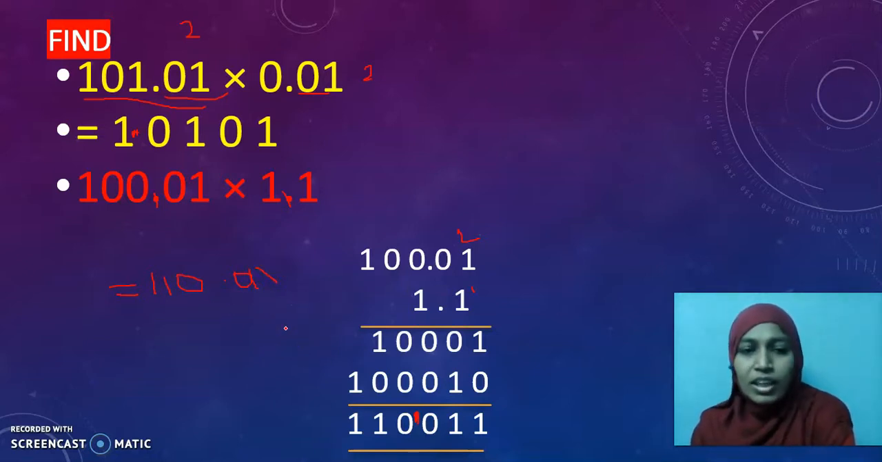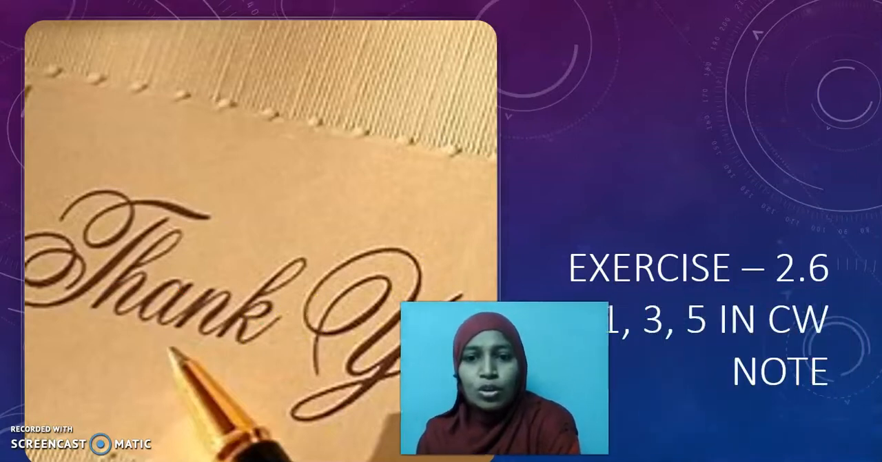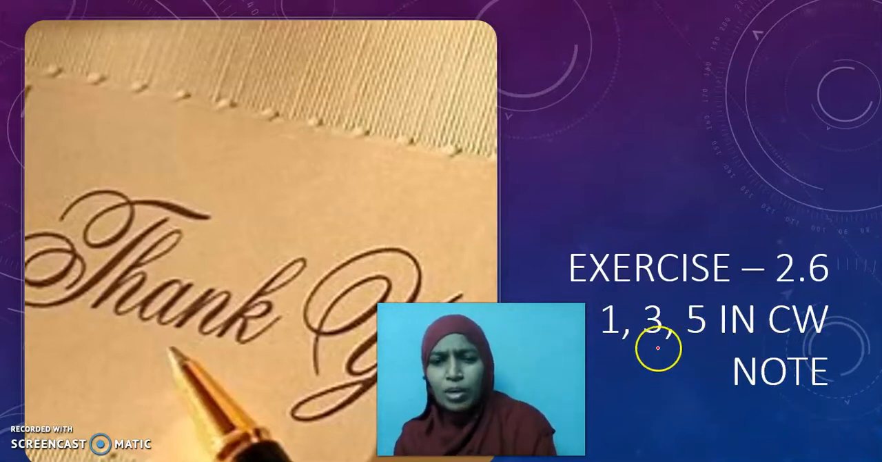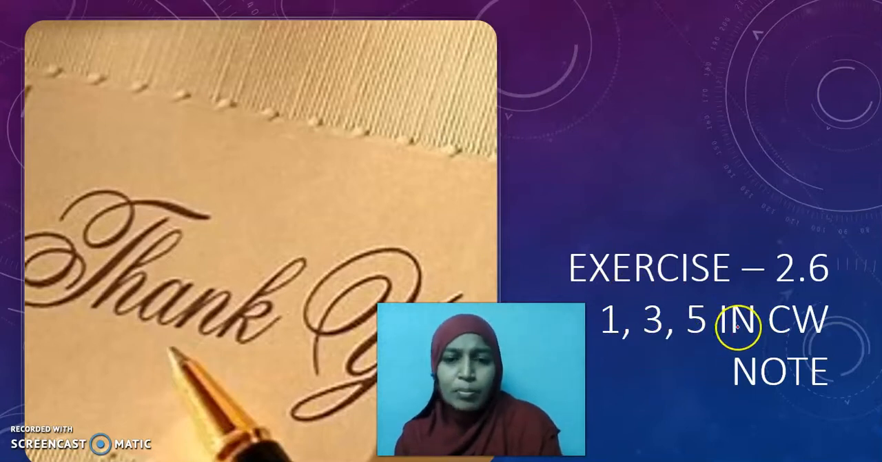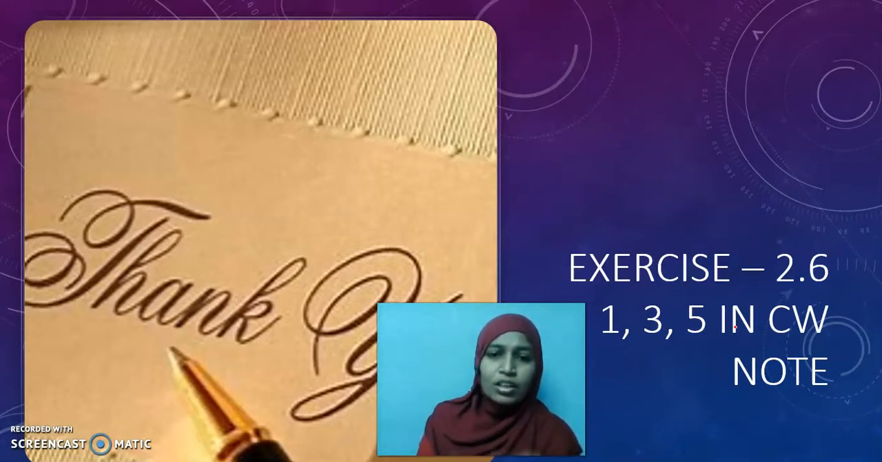Now let us see what homework we have to do today. Exercise 2.6: do question numbers 1, 3 and 5 in your classwork note. Practice only these problems. Very small problems: multiplying by 10, multiplying by 100. Just shifting problems will be there in question number 3. And 1 and 5 use the very simple method of multiplying the numbers with the rule. Forget the decimal point. Multiply as usual. Then place the decimal point. Is it clear, my dear children?